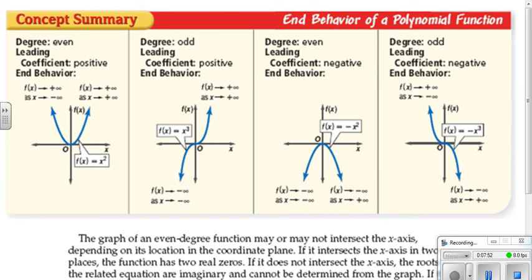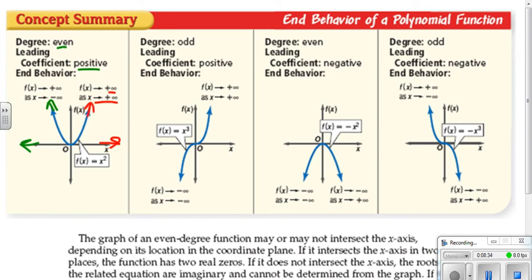When the degree is even and the leading coefficient is positive, then the end behaviors would look something like this. F of x approaches positive infinity as x approaches negative infinity. So again, as x goes to the left, f of x approaches positive infinity. So it's going up. So whenever we have even degree with a positive coefficient, as x goes to the left, f of x will go up. And on the other side, as x approaches positive infinity, f of x approaches positive infinity.